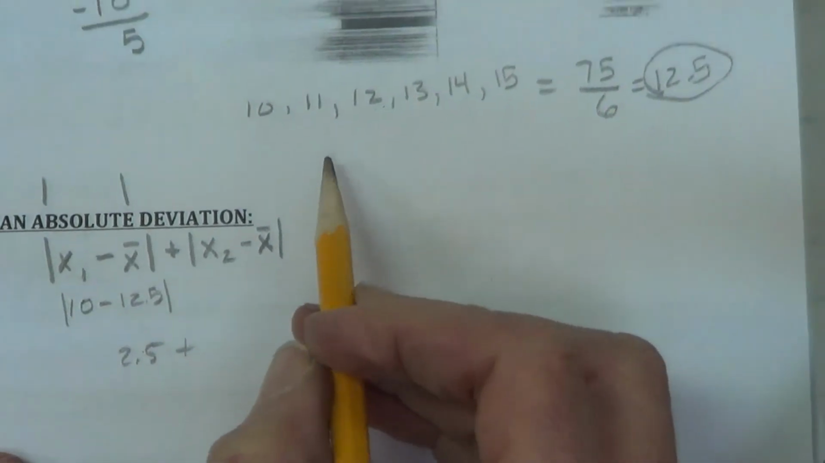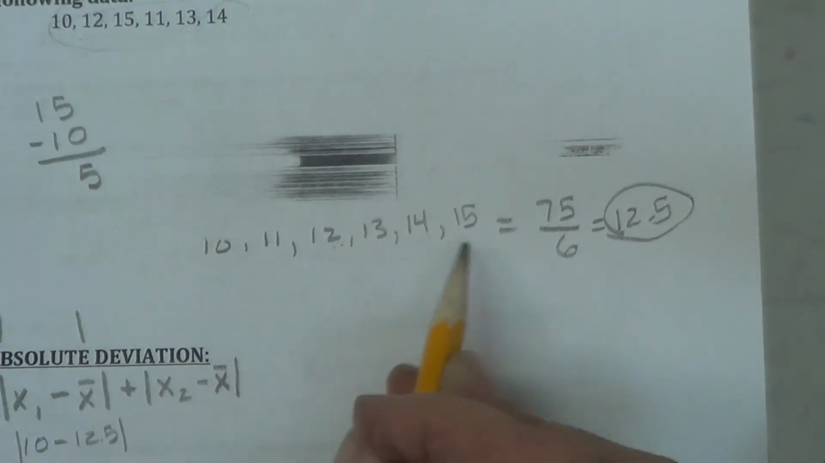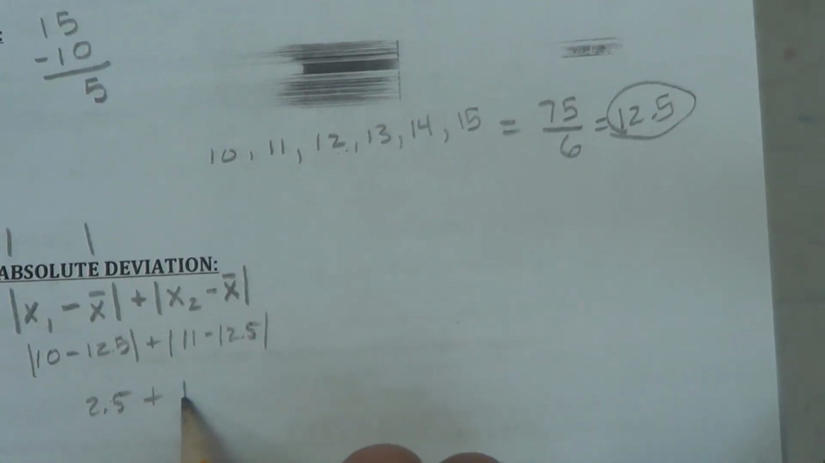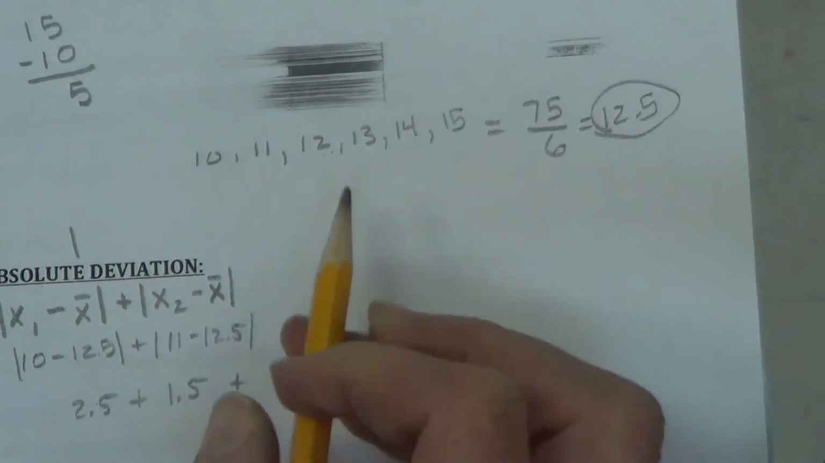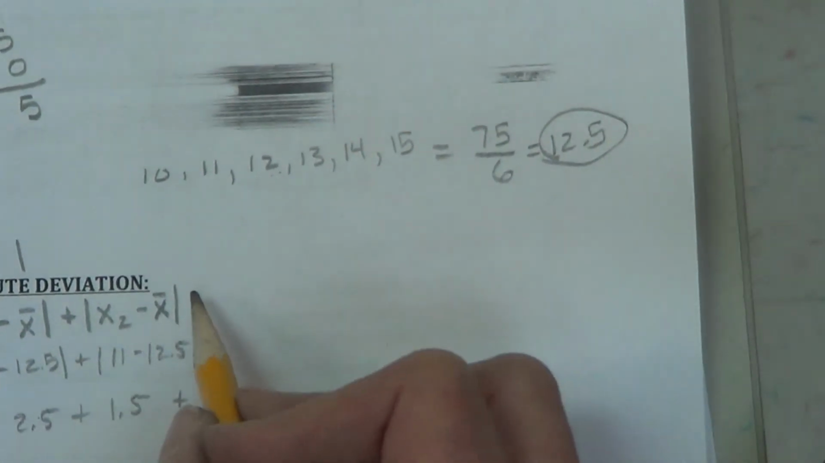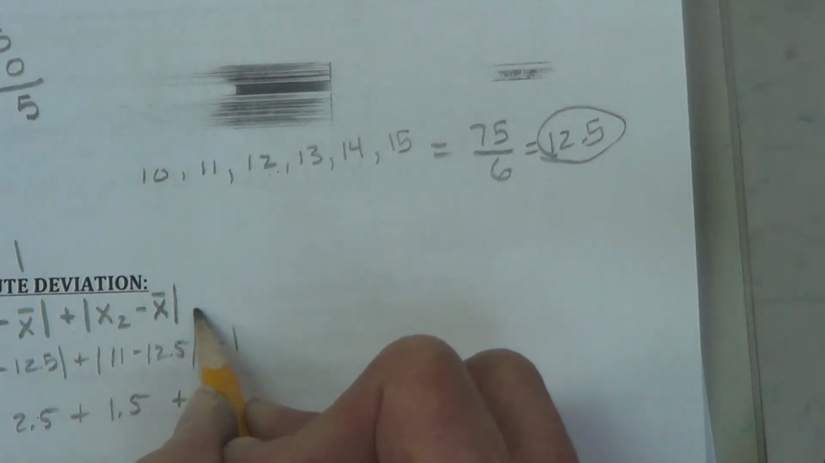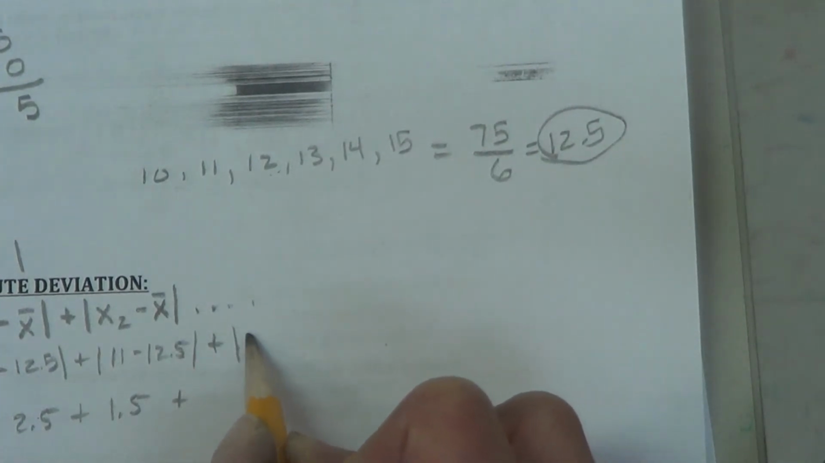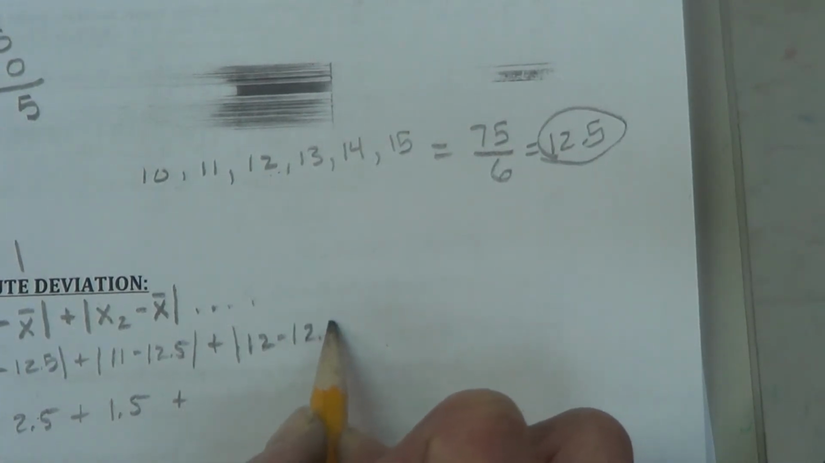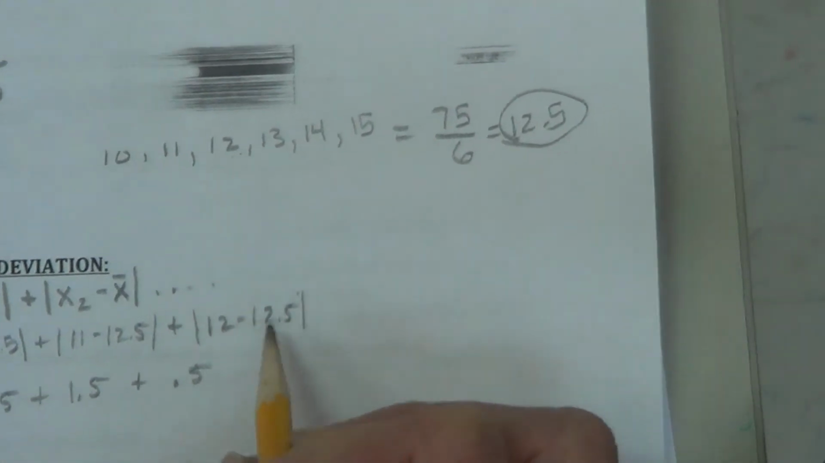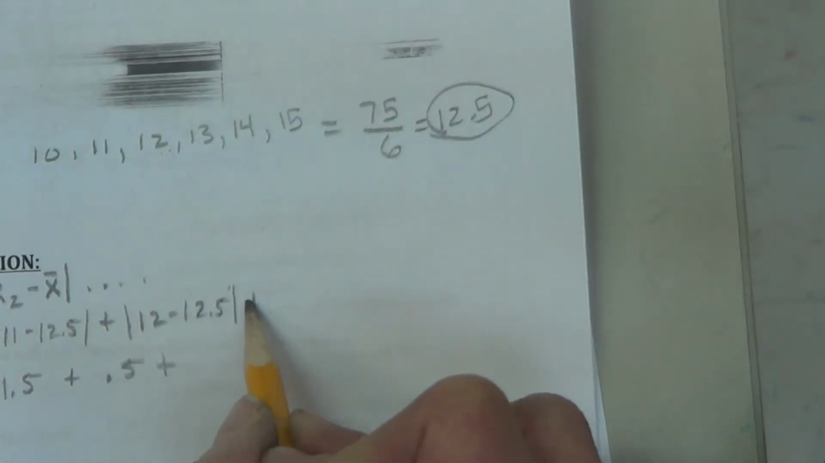Now we add to that, how far is 11 from 12.5? We would plug that in by showing 11 minus 12.5, and it's 1.5 away. The 12, how far is it? Well, it's only a half away. This keeps going in your formula, so just keep putting them in here: 12 minus 12.5, that's 0.5. Same thing with 13. It's only a half from it.